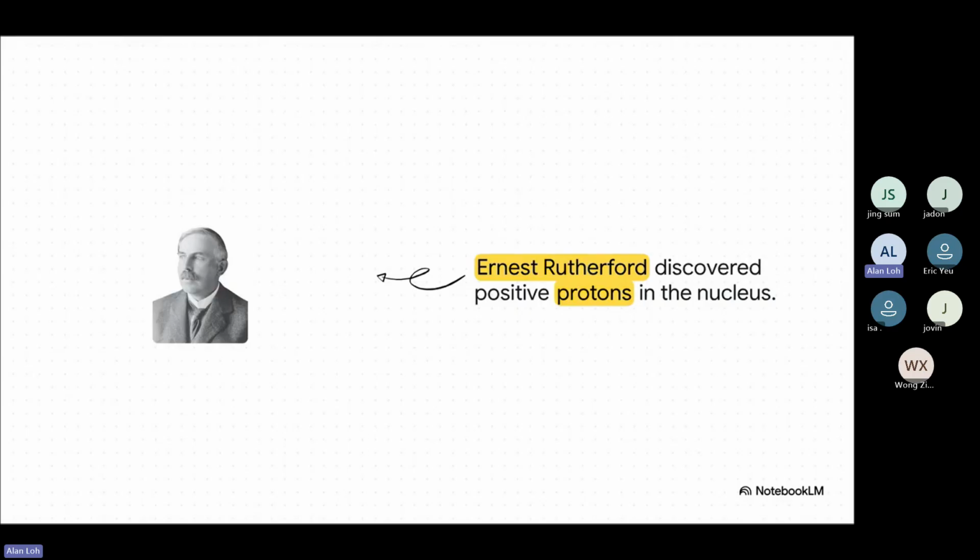Before his experiments, scientists kind of assumed an atom's mass and charge were just spread out evenly, like a plum pudding. Rutherford literally flipped that on its head. He realized that almost the entire mass of an atom is actually concentrated in a super tiny, incredibly dense, positively charged center called the nucleus, with the electrons just sort of orbiting out in the empty space around it.